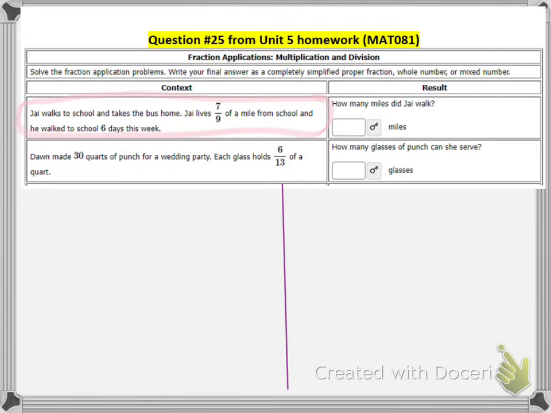I wonder why he went to school 6 days. Oh well, we'll worry about that later.